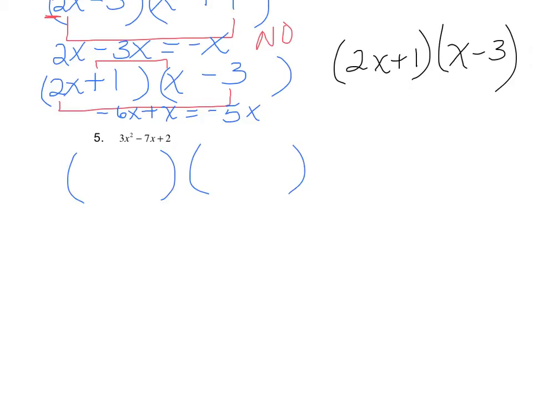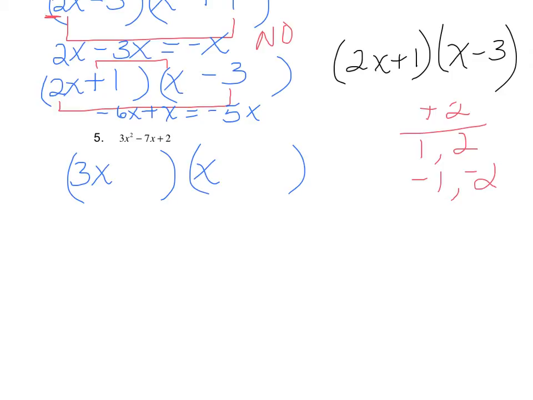The only thing that'll give me 3x squared is 3x and x. I'm going to list all the factors of a positive 2 to the right. So factors of a positive 2 would be 1 times 2 and negative 1, negative 2, because a negative times a negative is a positive.